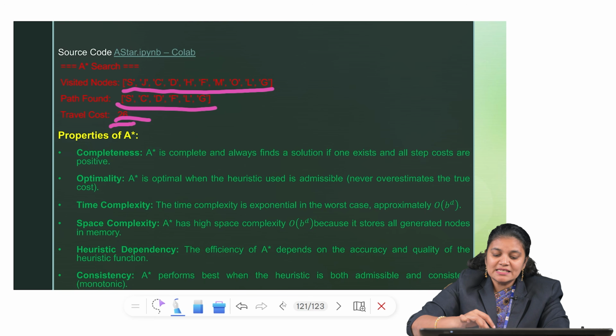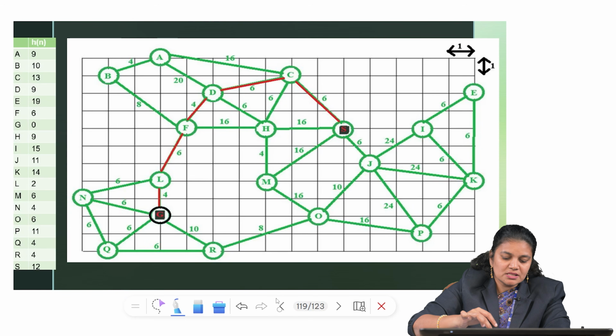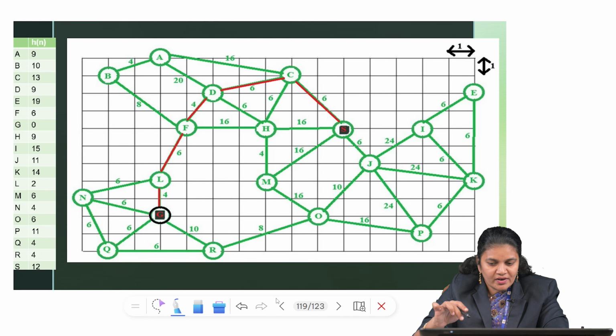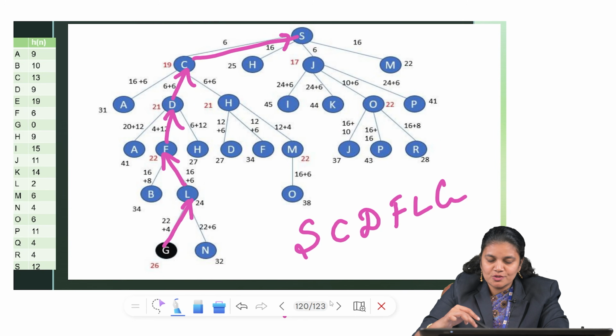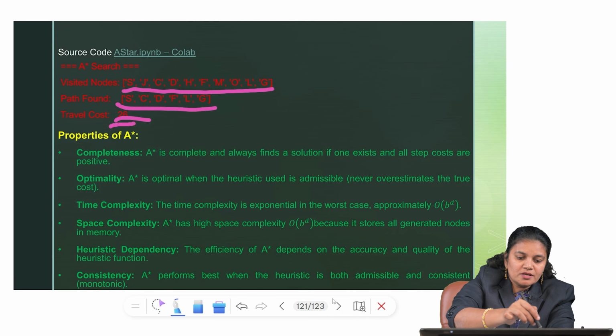We can manually check whether there is any other solution in this graph. Okay, so this is our graph. We can find whether there are any other solutions which will give a lesser path cost. We will not get any solutions in that manner. So we can come to a conclusion now.